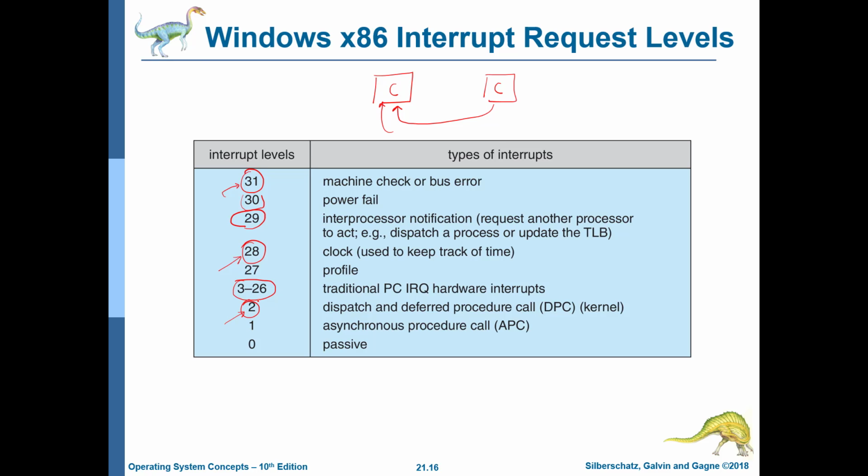2 is again special. It's a deferred procedure call. This is something similar to a bottom half in Linux, in the sense we say that, look, I will execute something later. And so this is a very, very low priority interrupt. And the same is also true of 1, where we make an asynchronous procedure call. And when the return comes, it comes via an interrupt, right? So these are some asynchronous function call mechanisms which are important, but which have a very, very low priority.